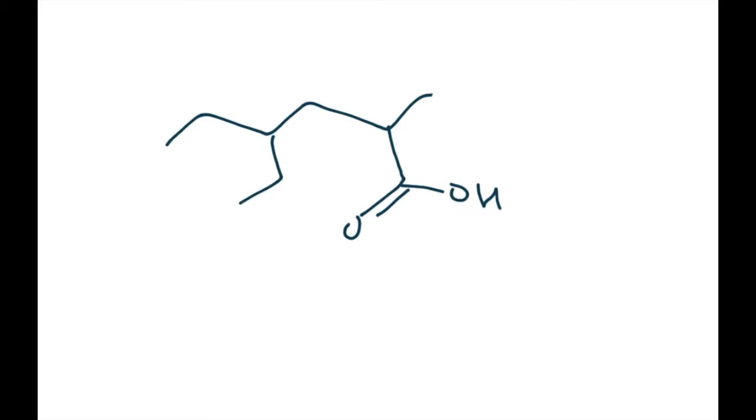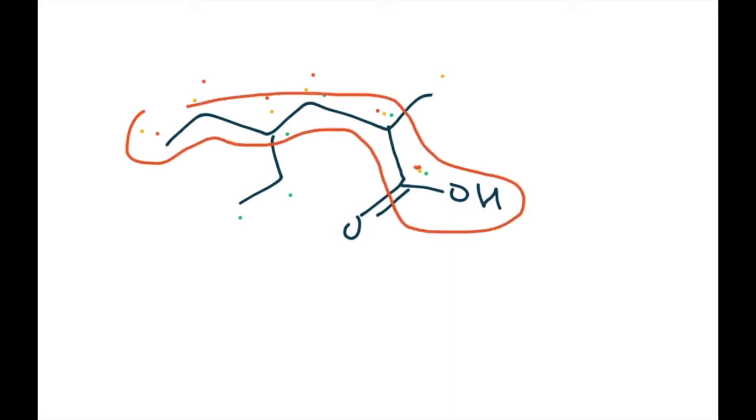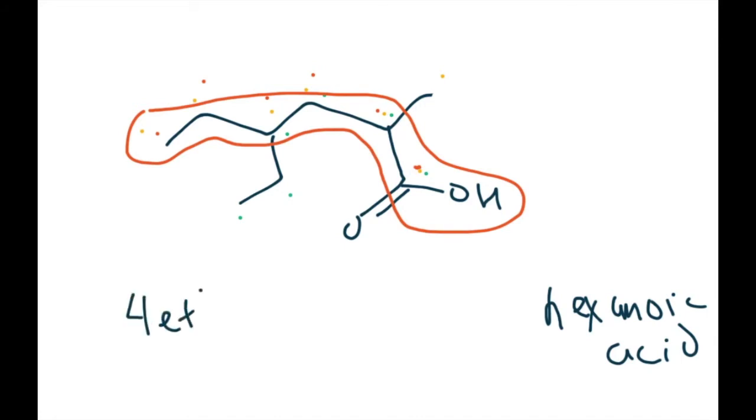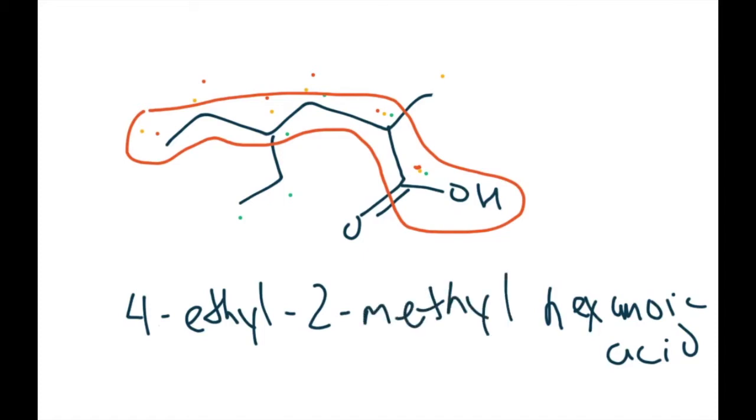All right, so what would our longest chain here be? 1, 2, 3, 4, 5, 6. And then this one is also 1, 2, 3, 4, 5, 6, no matter which way we go. So we're going to go with the orange dots, because this is the longest chain that also contains our functional group. So this is going to be hexanoic acid. And then we're going to have 4-ethyl, oh, forgot my dash, 4-ethyl-2-methyl hexanoic acid.